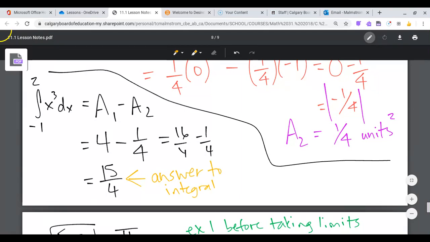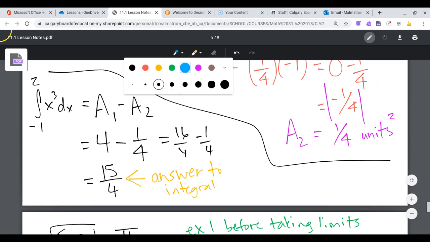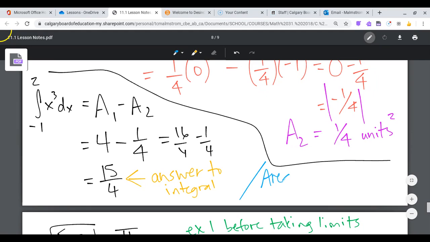Now, if I had said, what is the area? Then we would have just added those together. 16 on 4 plus 1/4 would be 17 on 4. That wasn't the question. The question was to calculate the integral as a difference of areas. So the answer to the integral is 15 on 4 because we have a little tiny piece that's shaded below the x-axis.